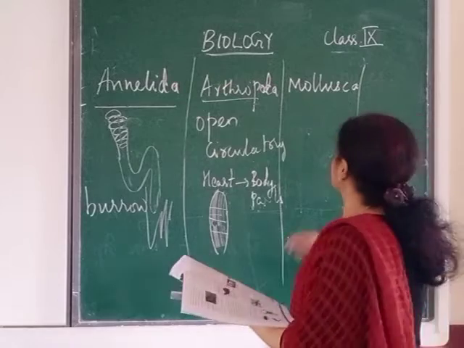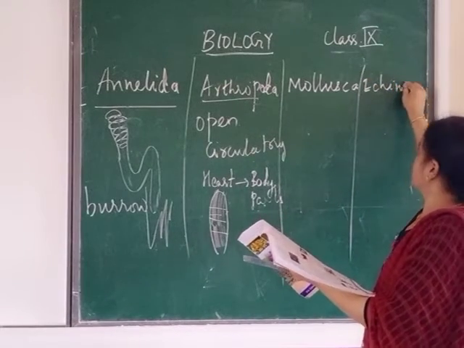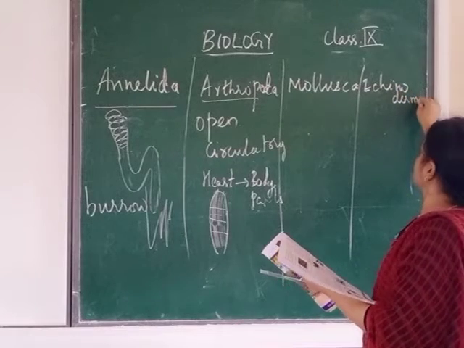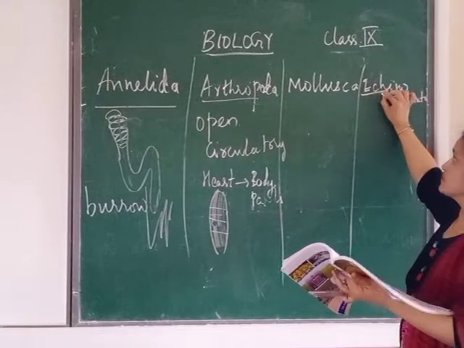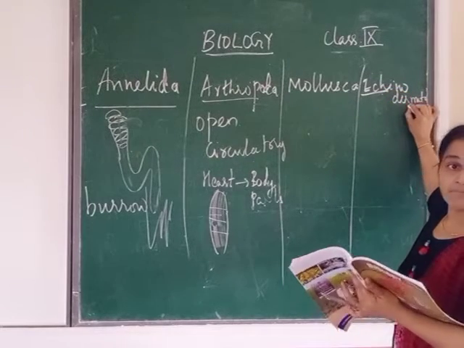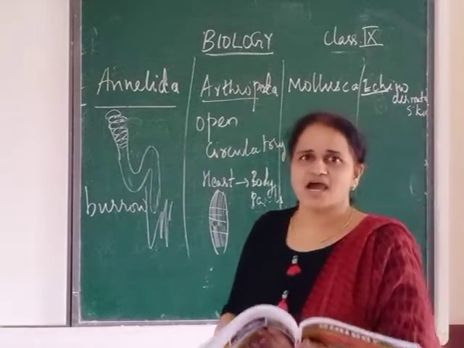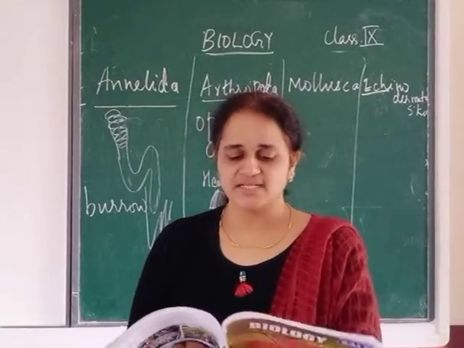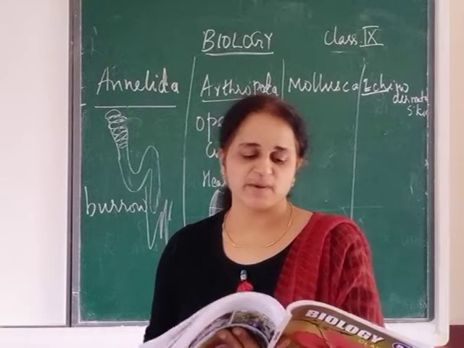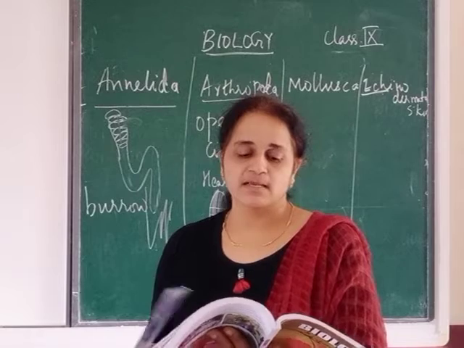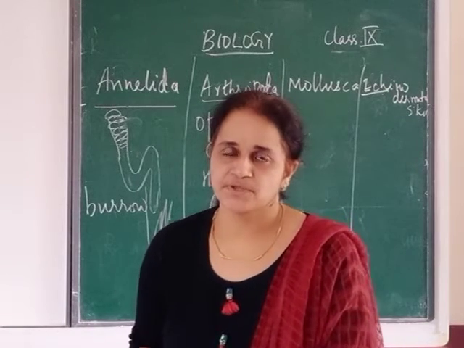Next group is Echinodermata. Let us break it down. Echino means star. Derma means skin. So they have star-shaped skin. That is Echinodermata. In Greek, Echinos means spines and derma means skin. Thus, they are spiny skinned organisms.